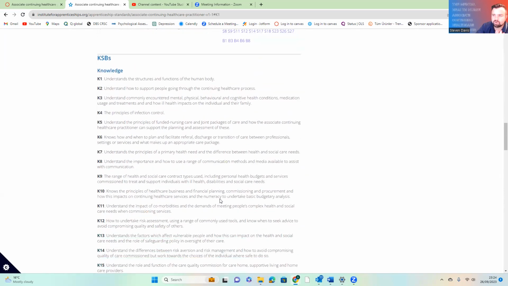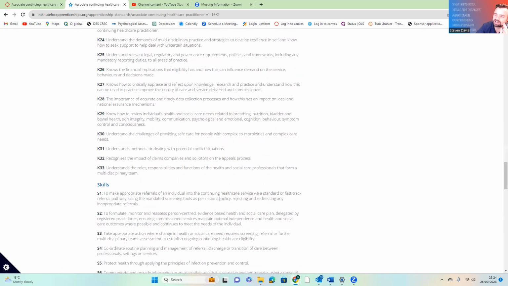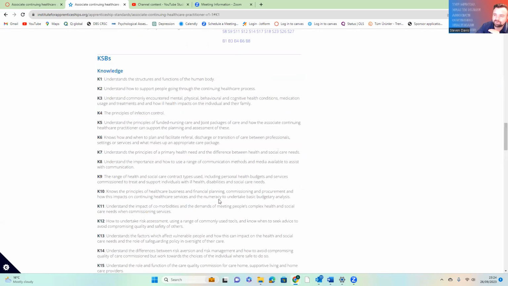Again, I'm not going to run through all of these knowledges and skills, but there are quite a few here. But again, we're going to run through them on a weekly basis. So as we're doing the teach and learn, we're going to be touching on these all the time. Remember, the endpoint assessment will only cover the knowledge, skills and behaviours that you learn here. So if it's not in here, you're not going to have to worry about it.